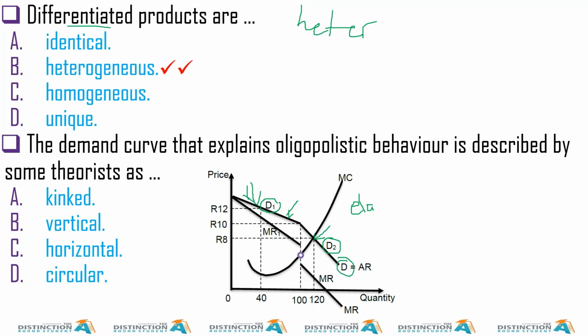This whole demand curve, do we say it is vertical? Vertical means it's like this. Does this look vertical? No. Do we say it's horizontal? Horizontal looks like this. Do we say it's circular? Then circular is like this. Does this look like this, or this, or this? It looks like none of them. So the answer will be, it is kinked.